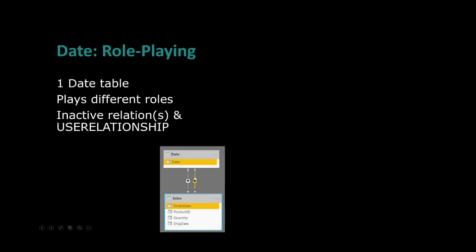This is an active relationship with a straight line connecting or filtering the date on the order date. So the filter direction is going from date to order date. There's also an inactive relationship between the date and the ship date, which we will see in a minute. It's inactive, but it's still there. And the question is, how can we use this? The solution is USERELATIONSHIP. Let's see this in a demo.